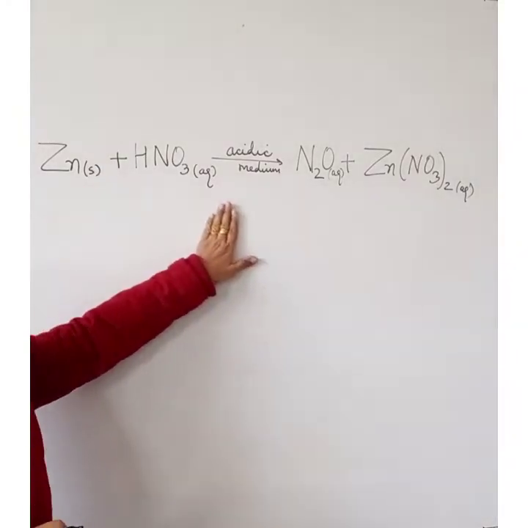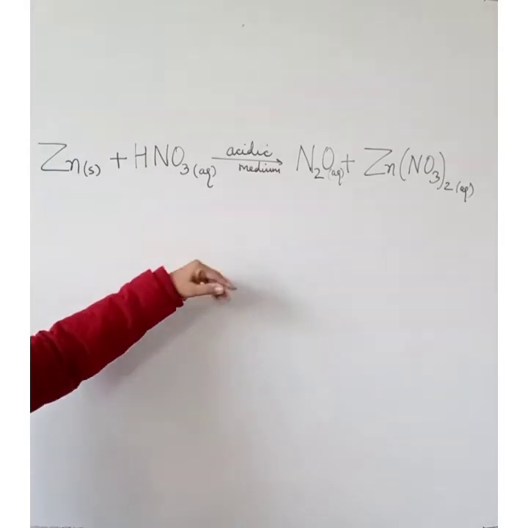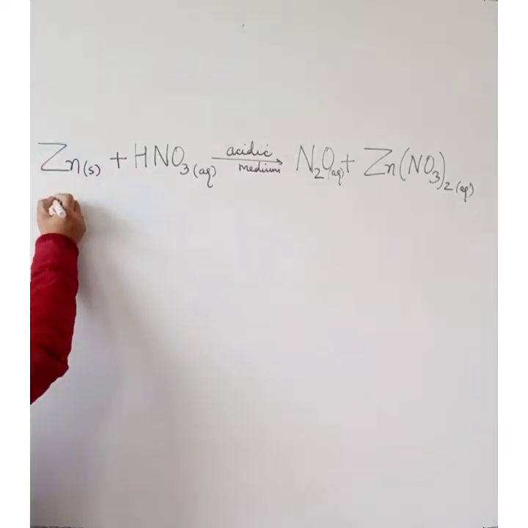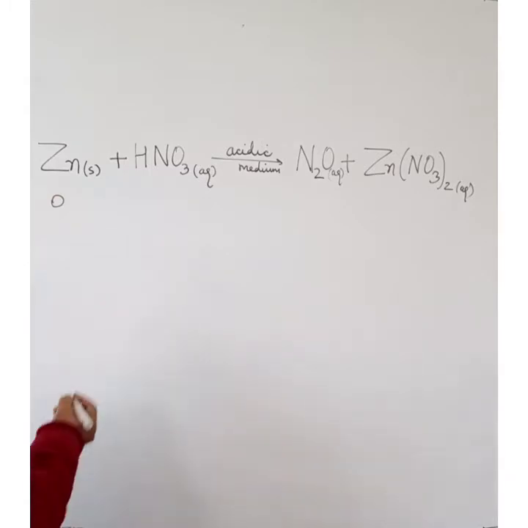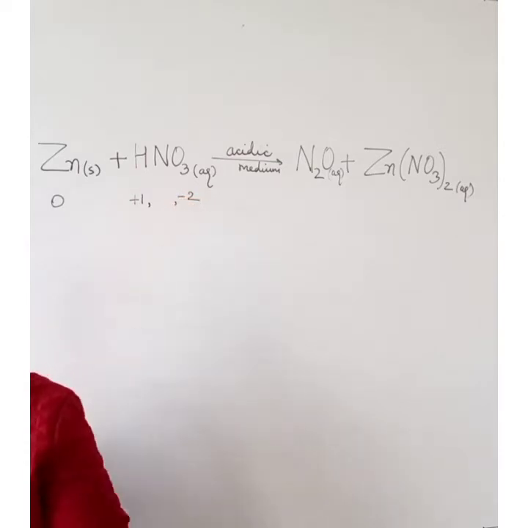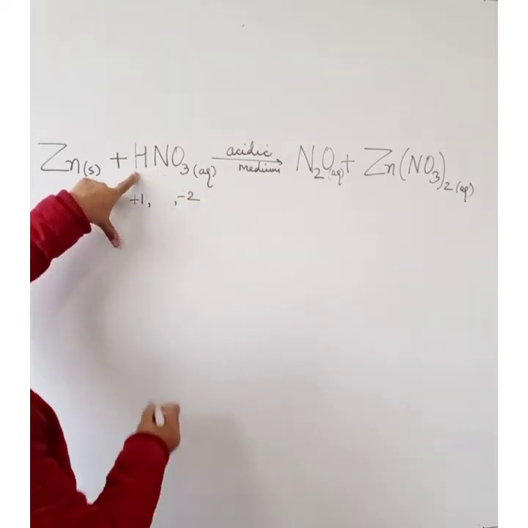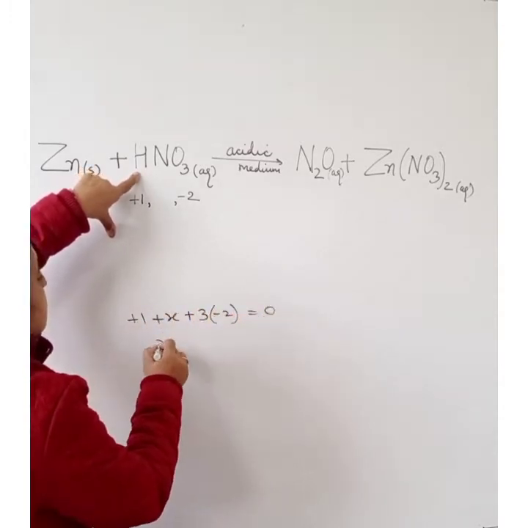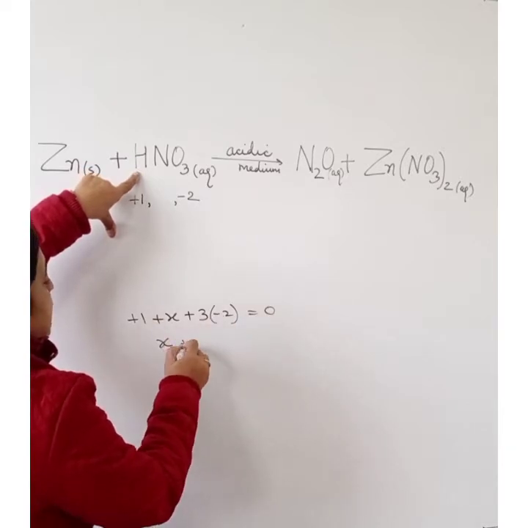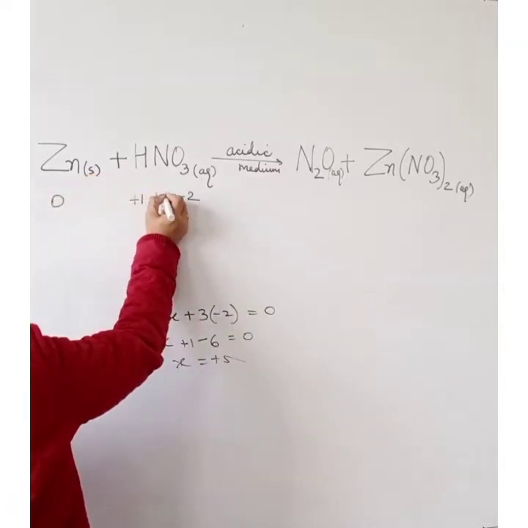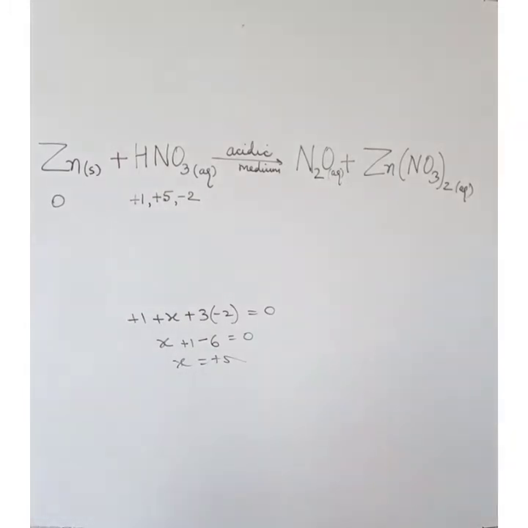So first of all, according to the first rule, we have written down the skeletal equation. Now let us put down the oxidation number of all the elements involved here. Zinc is in elemental state, so 0 is the oxidation number. Hydrogen is +1. Oxygen is -2. For nitrogen we can calculate: +1 plus X plus 3 into -2 is equal to 0. So X plus 1 minus 6 is equal to 0. So X is equal to +5. So nitrogen here is in +5 oxidation state.